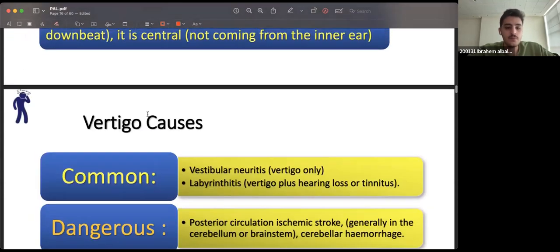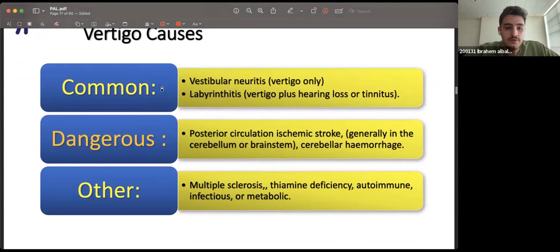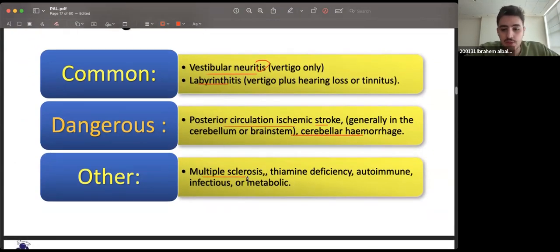Okay. Now, as we said, there are different causes of vertigo. Vestibular neuritis. Itis means that there's inflammation in the vestibular nerve. Labyrinthitis: basically the vestibular system in the inner ear is inflamed. If you had a stroke, this is central vertigo, or hemorrhage, cerebellar hemorrhage can also cause vertigo. It can be due to multiple sclerosis, and the rest of these are not important for your current stage, okay?